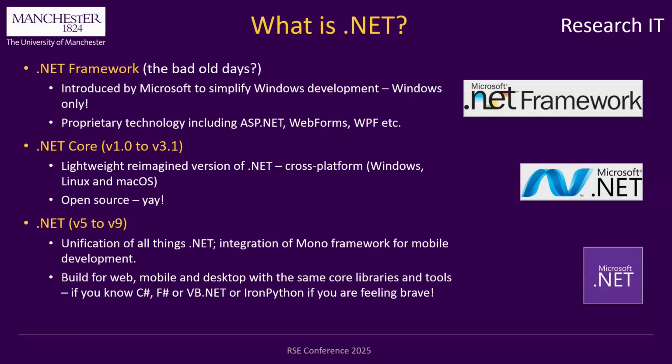So all of those people that have stuck with .NET over that time realize that anything from .NET 5 to 9, which is roughly where we are now, allows you to build from one code base for web, mobile, desktop, and you're using all the same core technology, all the same core libraries, and it's actually pretty good.